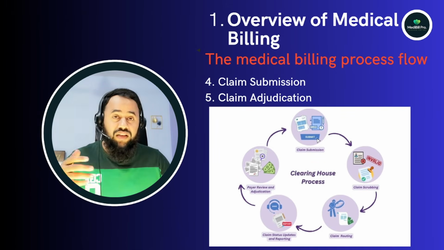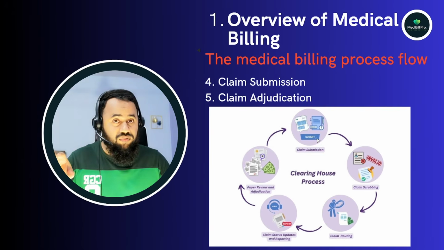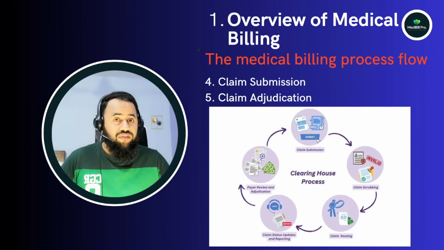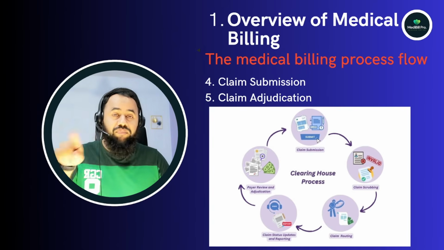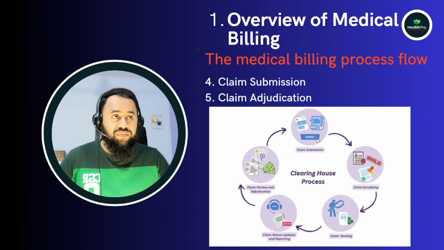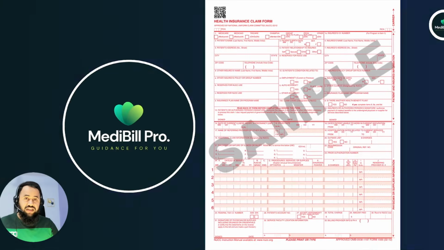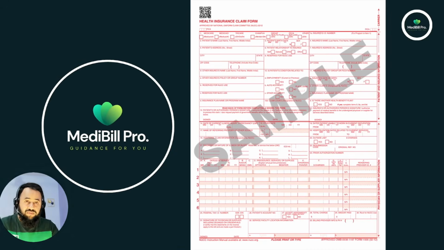The peer, meaning the insurance company, is going to review and adjudicate that claim. They will process the claim, and if everything goes fine, we will get the reimbursements, meaning we will receive the payments from the insurance company. In this way, our whole cycle moves along. So the fifth step was adjudication: the insurance company adjudicates the claim and we get the reimbursements.